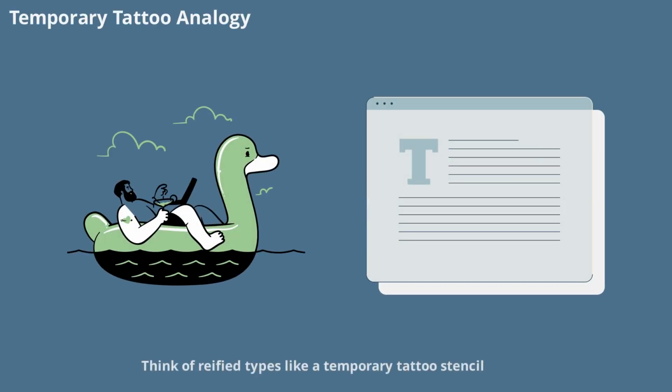Think of reified types like a temporary tattoo stencil. Instead of carrying a heavy stamp, you apply the stencil and paint directly on the skin. The final artwork stays at that spot. Similarly, reified types let you keep type information right where you need it at runtime.